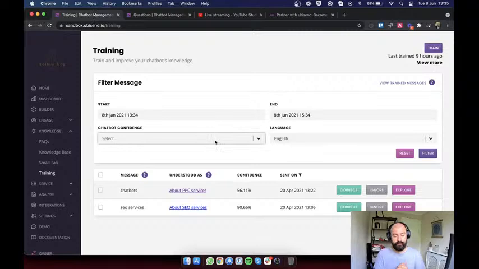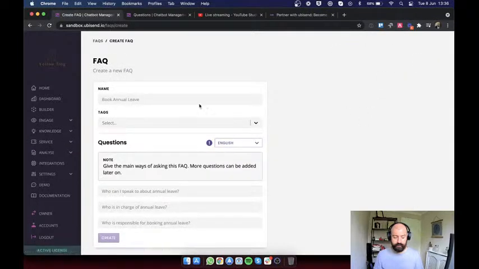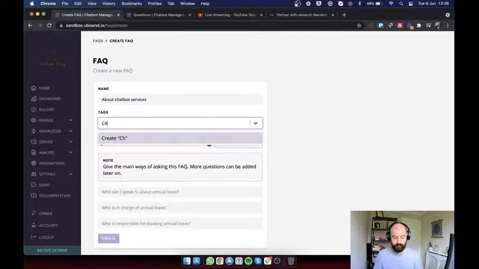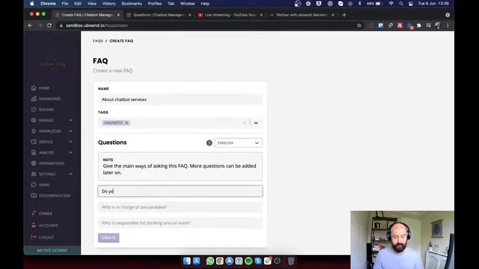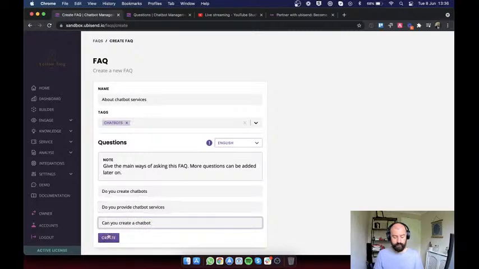And so in this fictitious example of the Yellow Dot Marketing Agency, I'm going to pretend that this company does actually want to build chatbots, and so I'm going to create a new FAQ for this one. About chatbot services. Chatbots. Do you create chatbots? Do you provide chatbot services? Can you create a chatbot?